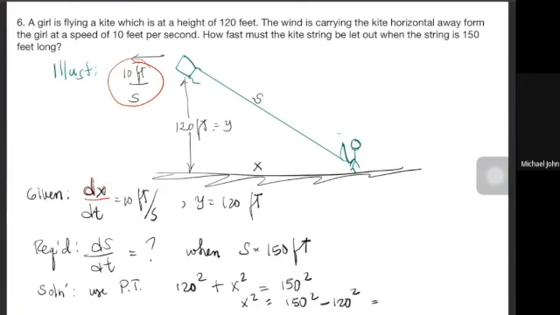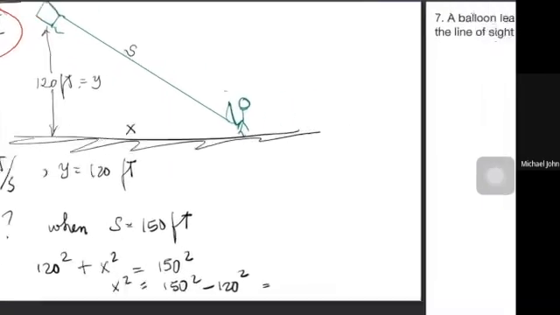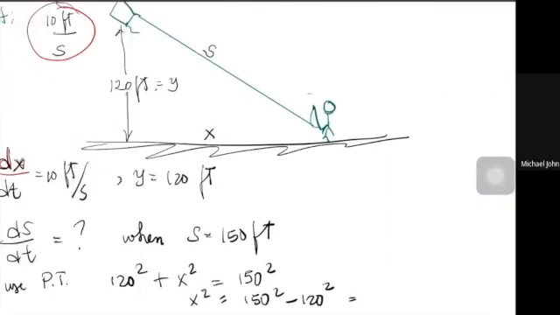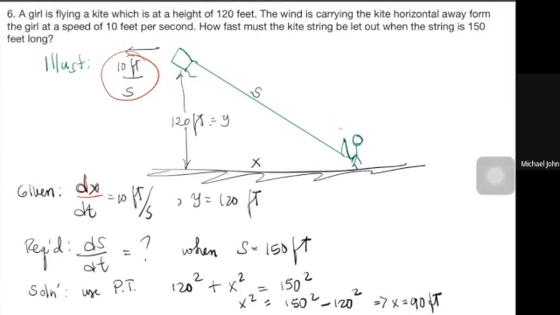So what's the value? Using your calculator, what's the value? "90." "Is the value already the square root, or 90?" "It's already square root, ma'am." So already the value of x, isn't it? 90 feet. That's your x. So how fast does the kite string be let out?